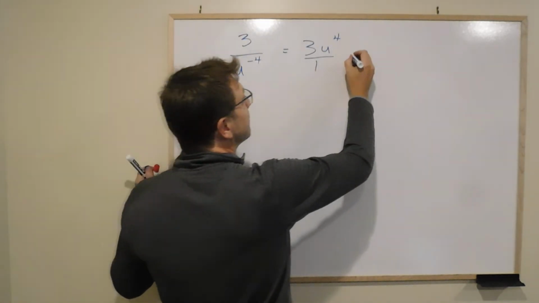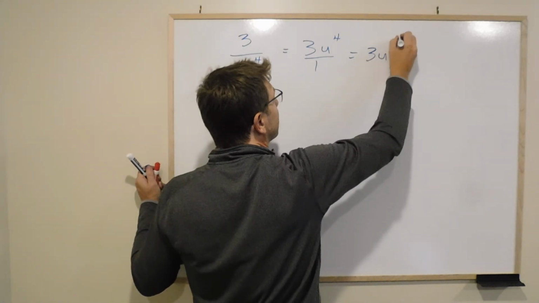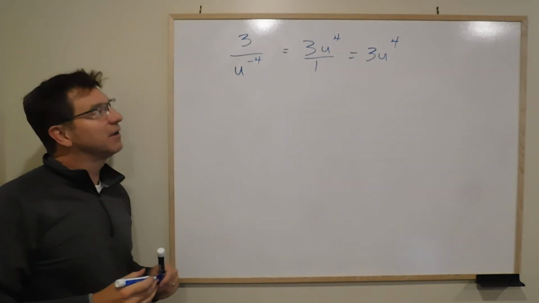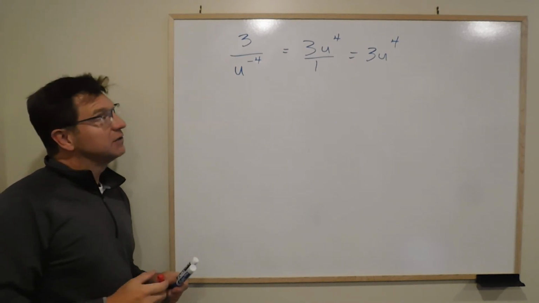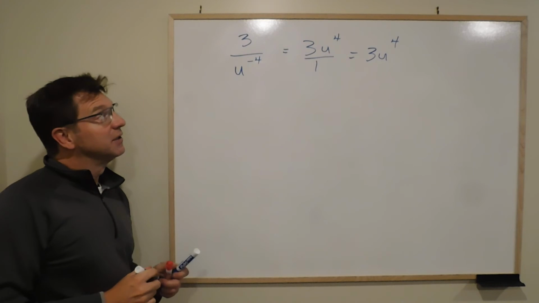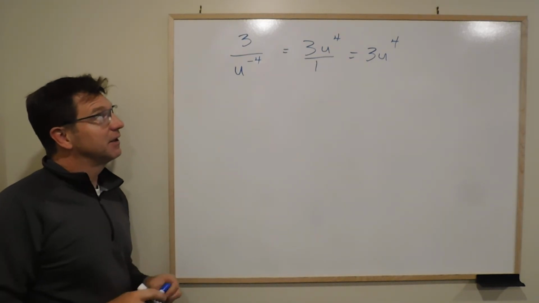But then we never have to show the 1 when the denominator is 1, so we get 3u to the 4th. Okay? So you just have to be careful, follow the rules. There's always a little variety there.